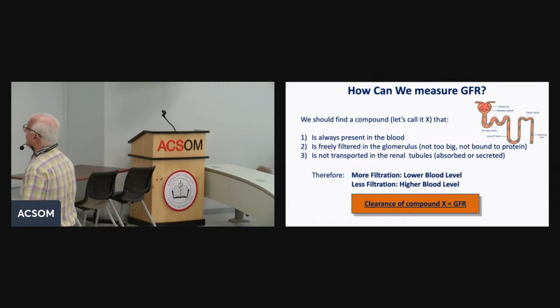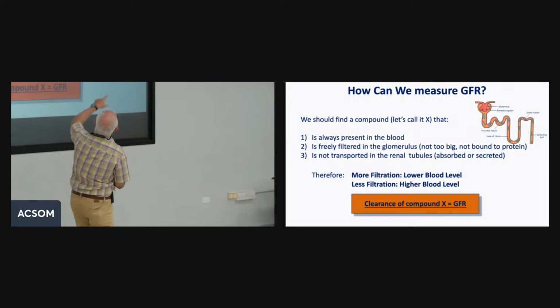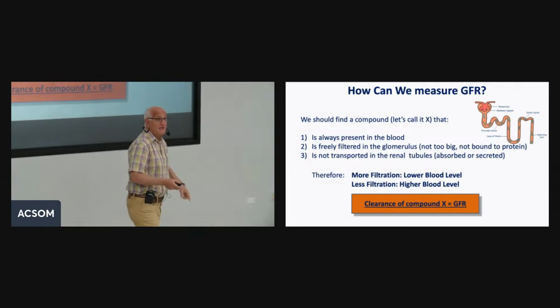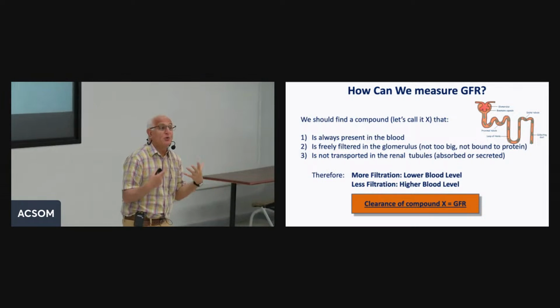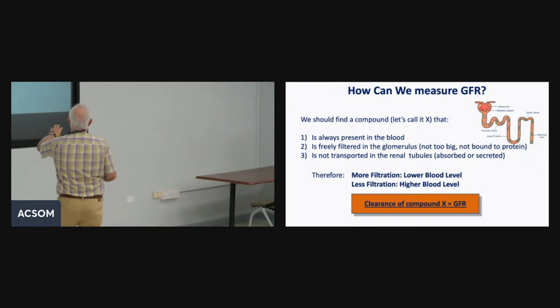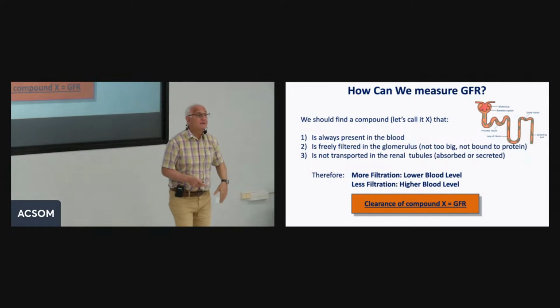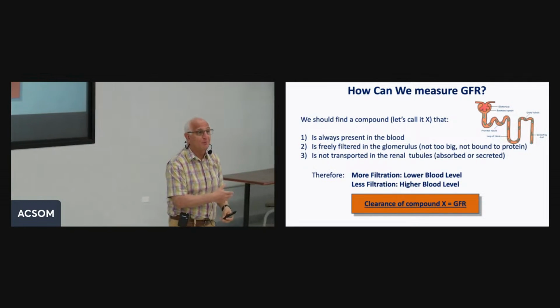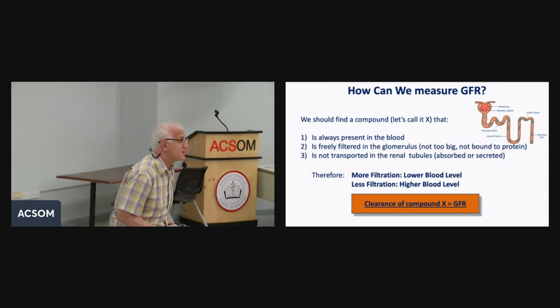What is the third aspect of it? It should not be transported. So after it is filtered, when it comes to the tubules, it should not change much, because we don't have access to what is in the tubule. We have access just to urine, which is at the end. All the changes have happened in the proximal tubule, distal tubule, loop of Henle. So the less the change, the better the measurement.